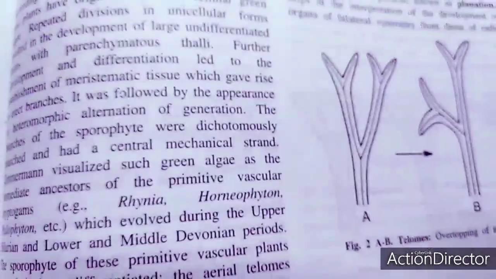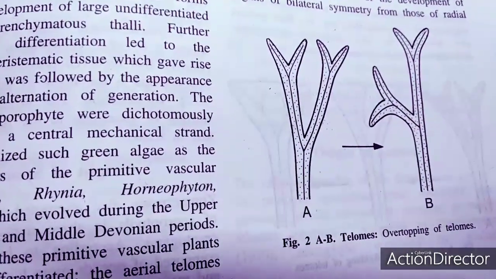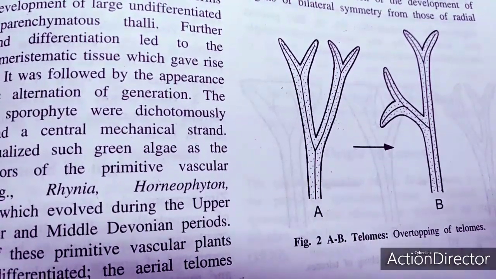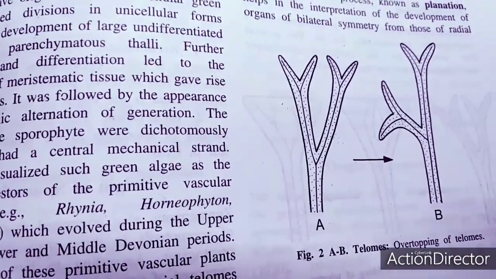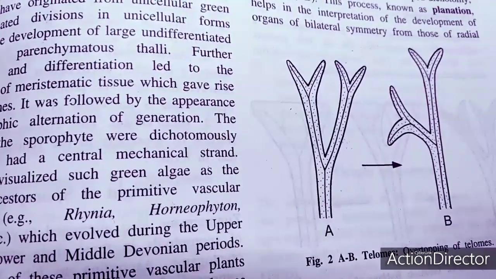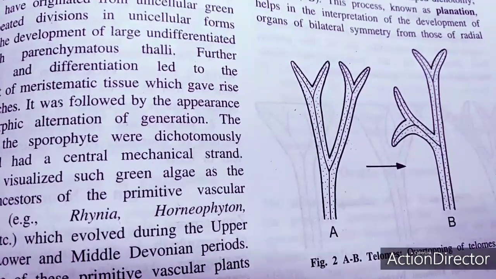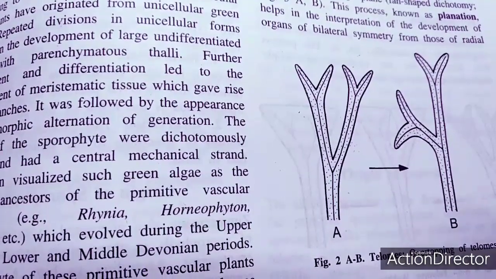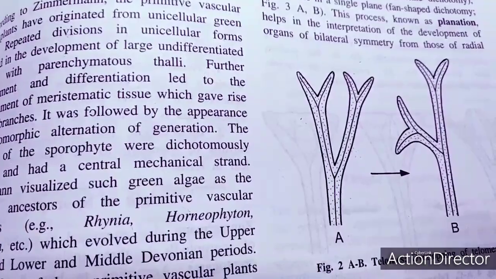The first process is overtopping. This structure shows the overtopping. In this case, one of the two dichotomies becomes larger and stronger. It grew up vertically as the main axis. The shorter dichotomy literally disappeared, and this is called the precursor of megaphylls. So weaker branches were overtopped by the stronger branches, resulting in the development of monopodial branches from equal dichotomy.